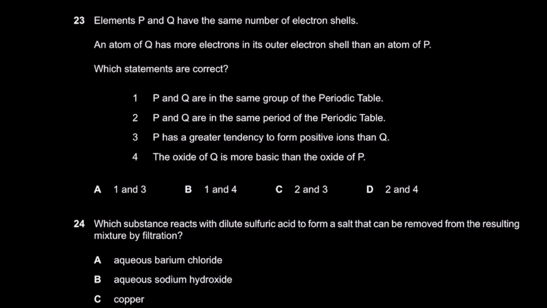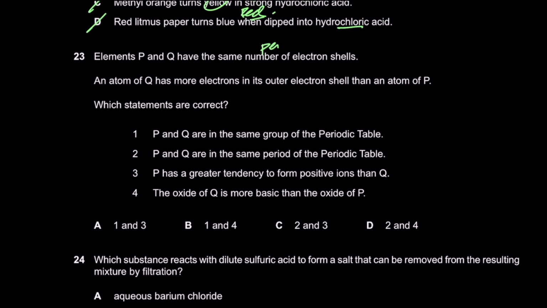Elements P and Q have the same number of electron shells, which means they are in the same period, right? If they have the same shells, they must be in the same period. An atom of Q has more electrons in its outermost shell than an atom of P, which means they are in different groups. If they have different numbers of outermost electrons, that would mean they are in different groups.